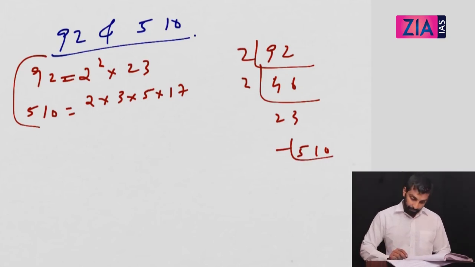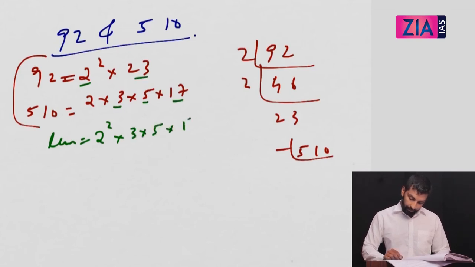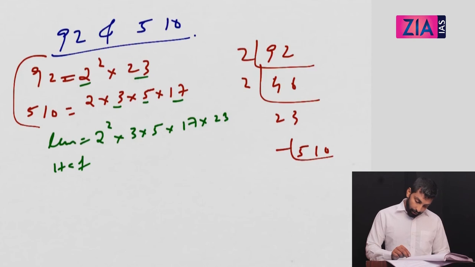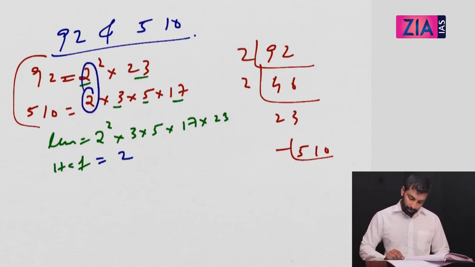Then what is your LCM? For the LCM, you take all the numbers involved, 2 square. So LCM is equal to 2 square into 3 into 5 into 17 into 23. That's your LCM. What is your HCF? What is common? Only 2 is common, right? So HCF is 2.